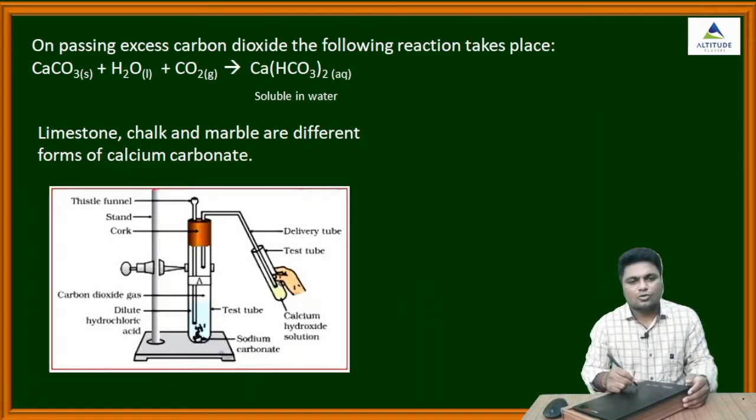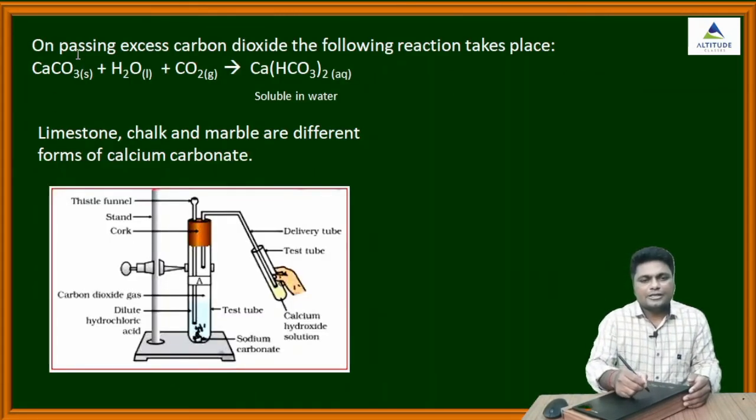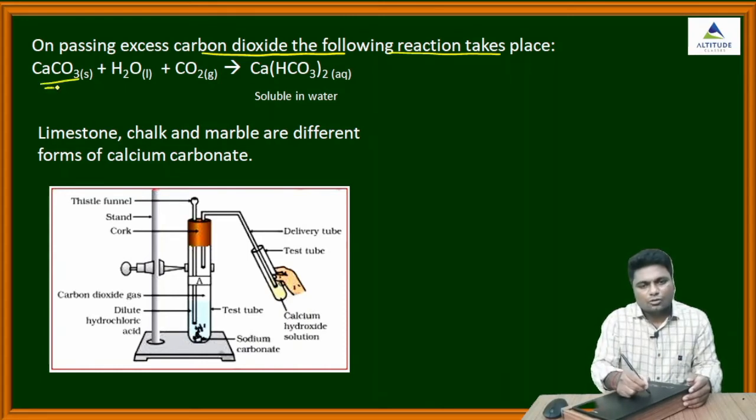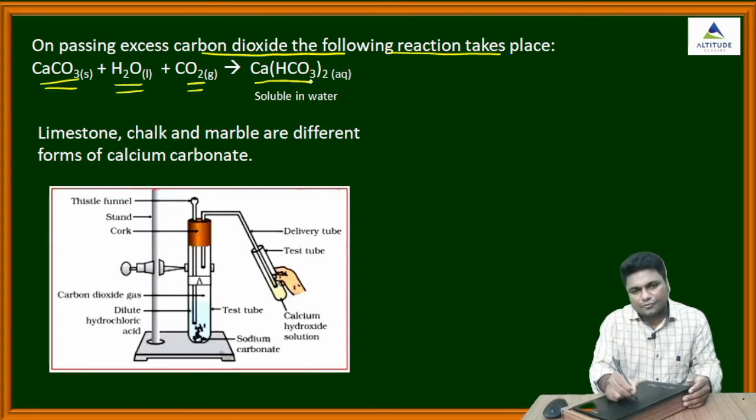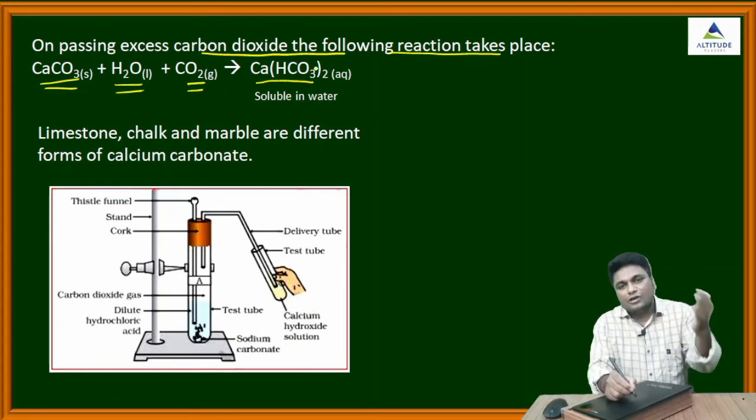Now let's see how to check for carbon dioxide. After you get calcium carbonate, on passing excess carbon dioxide in the presence of water, which reaction will take place? How did you get this calcium carbonate? Calcium hydroxide reacts with carbon dioxide, so you get a white precipitate. Again, if you pass excess carbon dioxide through that calcium carbonate in the presence of water, calcium bicarbonate will form. Then that precipitate will dissolve in the water.